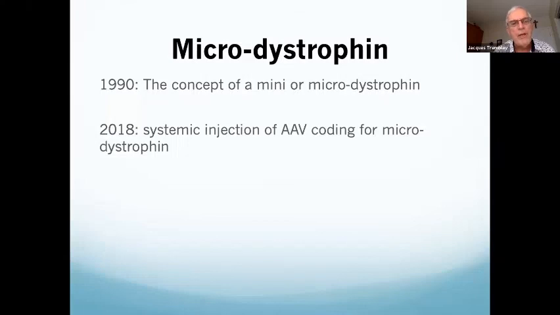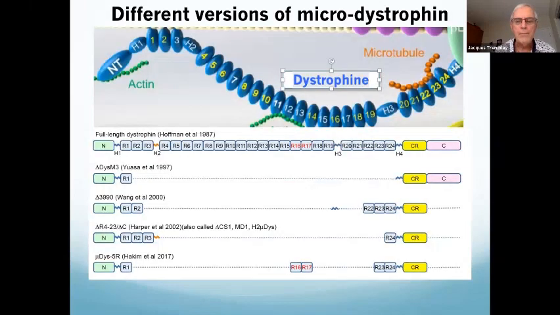Different research groups have been working on that for many years. And it was in 2018 that systemic injection of AAV coding for micro-dystrophin was done for the first time. So now there are currently three different clinical trials being done. And the idea of these different clinical trials is that different parts of the dystrophin gene have been removed. And we can see here different variations of this dystrophin gene.